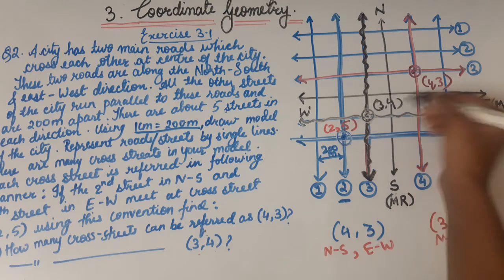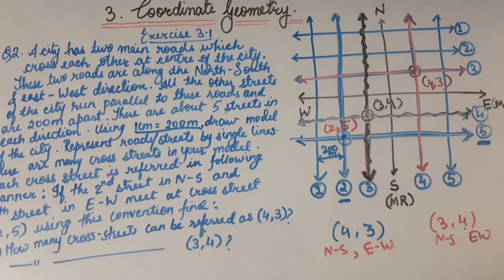If you notice, 4, 3 and 3, 4 are two different cross streets, right? So how many cross streets can be referred to as 3, 4? Again only one. So the answer will be the same. Only one cross street can be referred to as 4, 3, and the second answer will also be only one cross street can be referred to as 3, 4, as shown in the figure, and this will be your roadmap. Okay, so here we complete this exercise, and now let us see the next exercise 3.2.